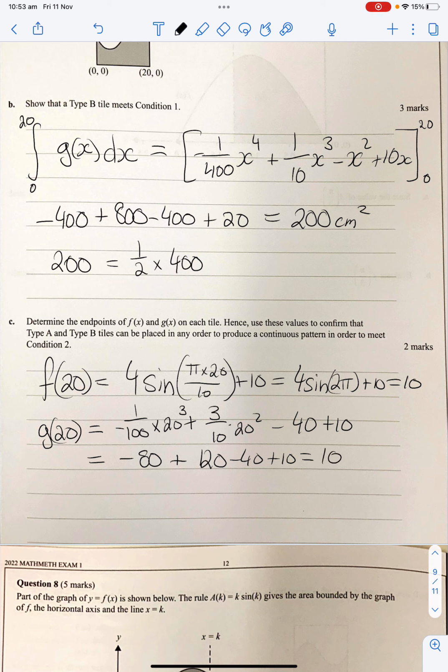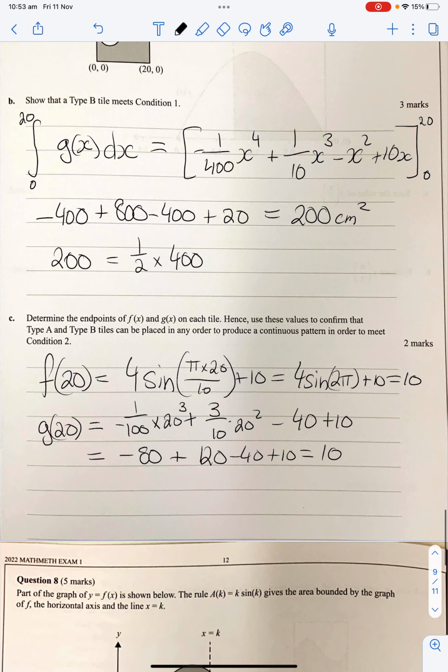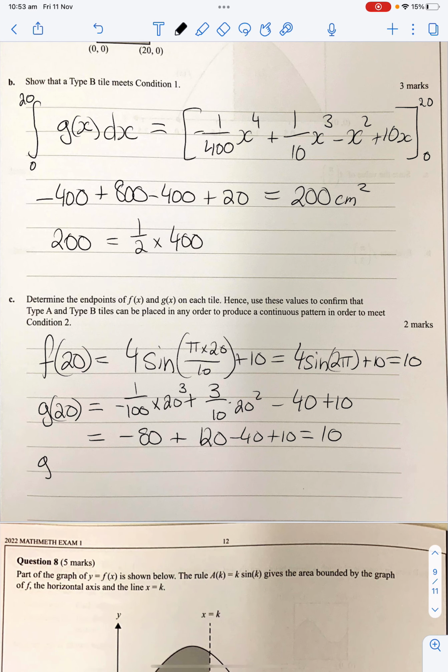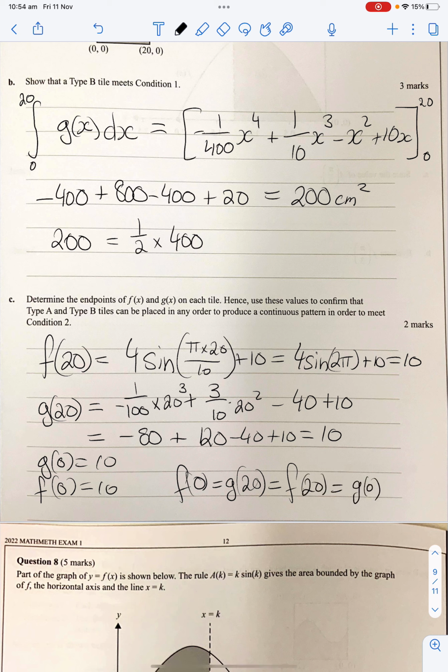Hence, use these values to confirm type A and type B can be placed in a continuous pattern. So g of 0 is also equal to 10. G of 0 equals 10, and f of 0 also equals 10. So therefore we've got f of 0 equals g of 20, which equals f of 20, which is also g of 0. Doesn't matter the order, but that's shown as required. Done.